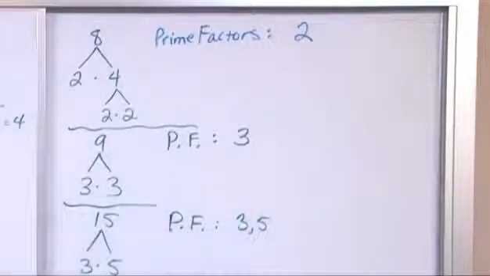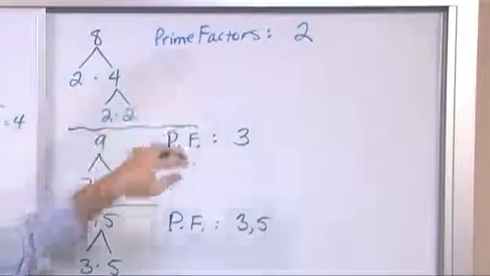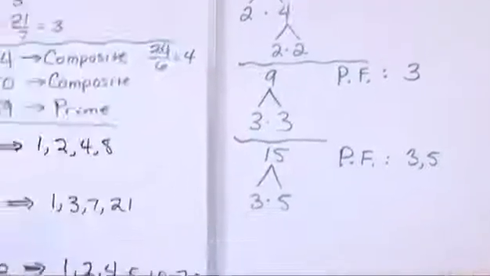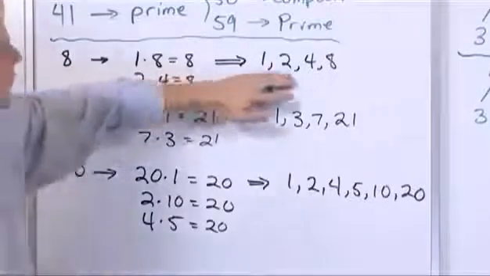Now, I just want to call your attention, let's look at the first one we did, number 8. The answer we got, the prime factors, was 2. If we go down to our original problem, all of the factors of the number 8, all of the numbers that can divide into the number 8 are listed here: 1, 2, 4, and 8.